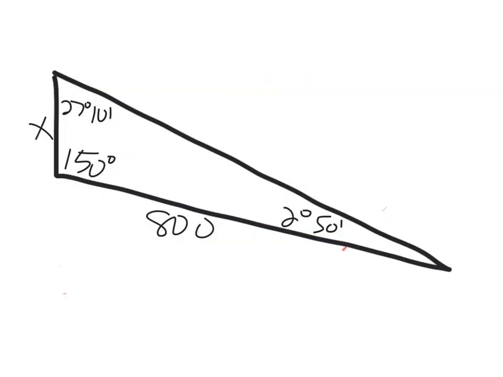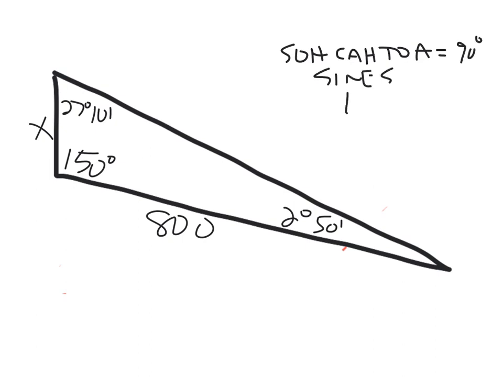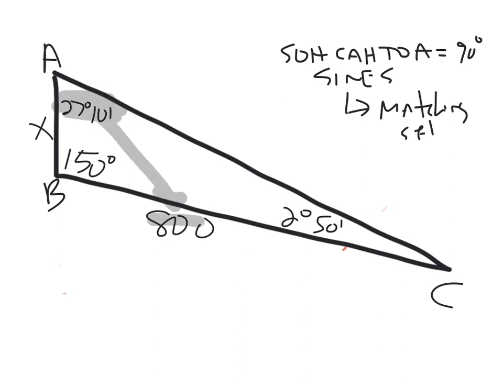So if I go through my checklist, SOHCAHTOA, is there a 90-degree angle? The answer is no. Law of sines. Do I have a matching set of side angles? And here the answer is yes. I do have a matching set. If I throw some letters in this triangle, here my matching set is going to be angle and side A. So here now I have a matching set, my A's.